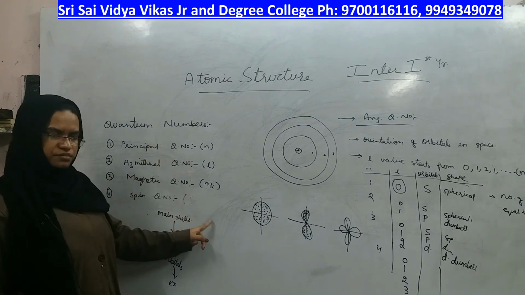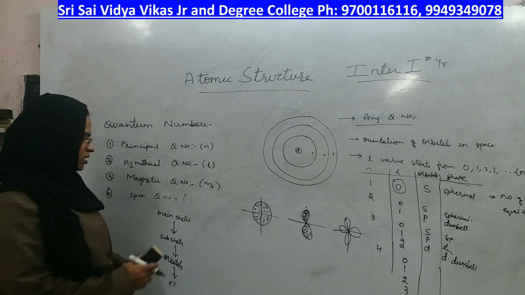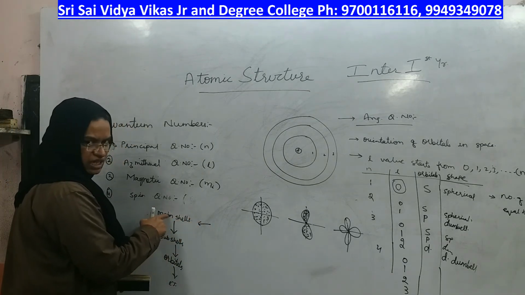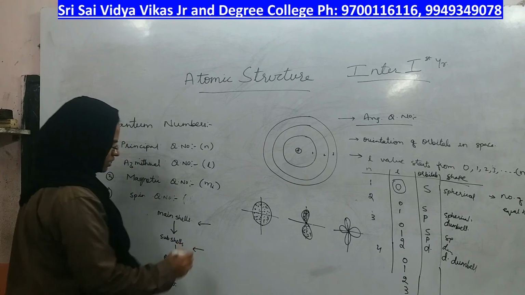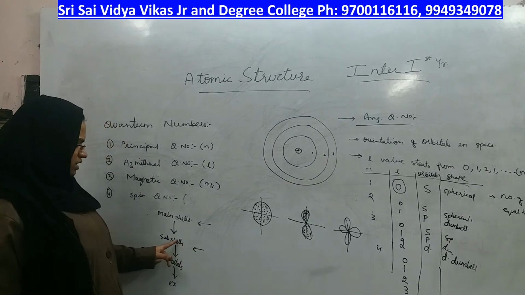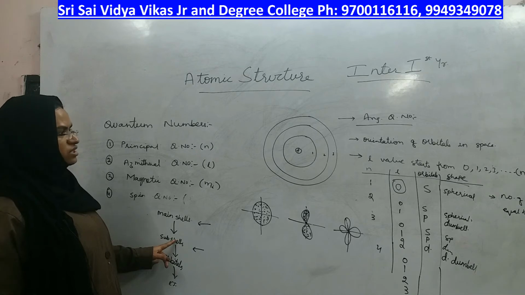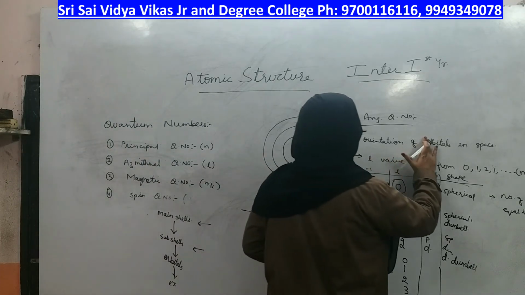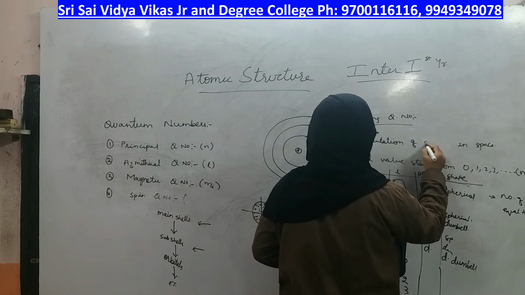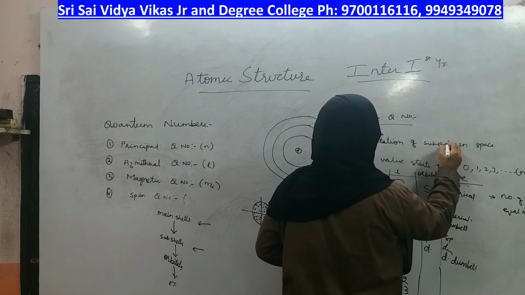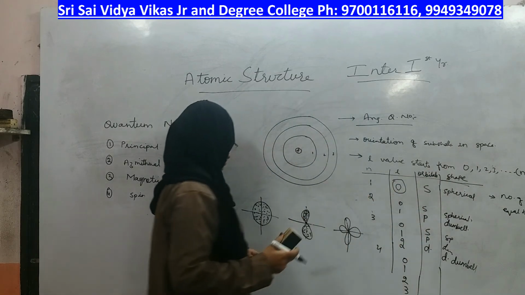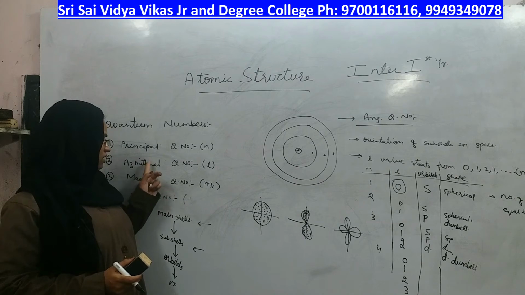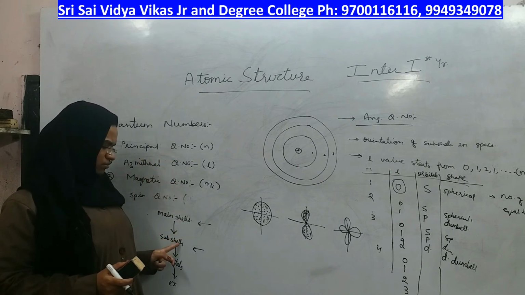So if you want to know which main shell is present, that is nothing but the principal quantum number. The principal quantum number decides the energy, size and stability of the main shell. The angular momentum quantum number decides the spatial orientation of subshells.